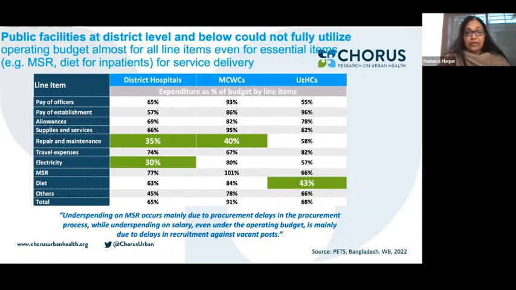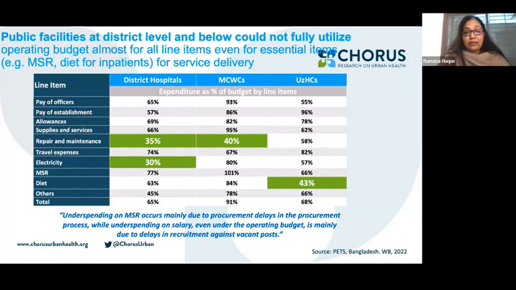And if we see the spending across the line items, these are the percentage of operating budget, where we see that even the pay of officers or pay of establishment, at Upazila level, they could not spend all the money for the officers and the allowances. Every line item, you can see the underspending. But on repair and maintenance also, you can see they could not spend a bulk amount of funding. They could spend only 35% of their expenditure.